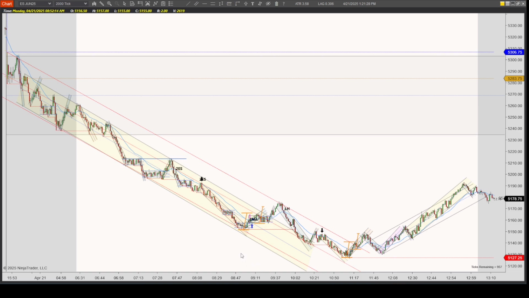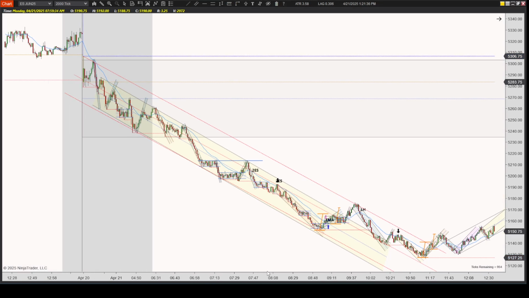So I think I only identified like three setups, including the one bad trade that I took, and then two things that I noticed, like two arrows that I noticed. So I'm going to go into the trades right now.